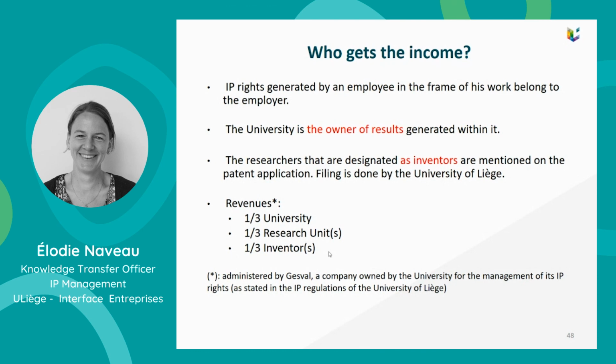So here the last slide is about who gets the income, and I had the opportunity to already talk about it when there was a question in the chat about to whom goes the results. As a reminder, the university is the owner of the results generated within it. This is specified in the IP regulations of the university. And in the IP regulations, this rule of thirds is explained: one third for the university, one third for the research unit. There may be more than one research unit, so it is divided among the different research units, and one third divided among the inventors.